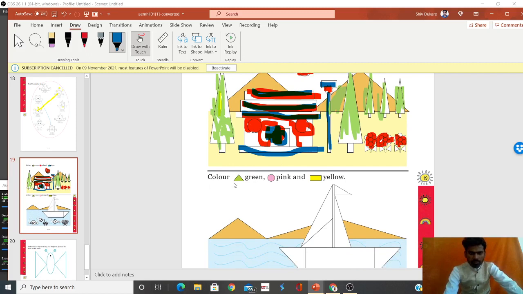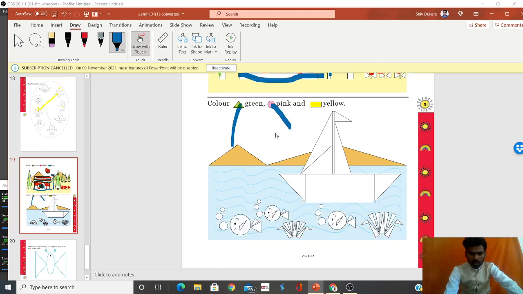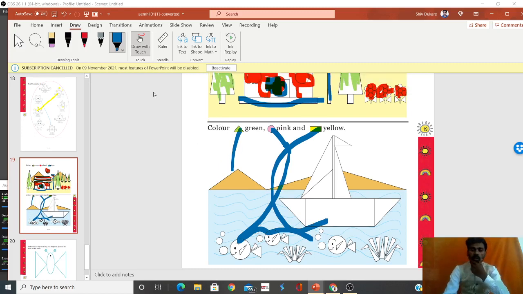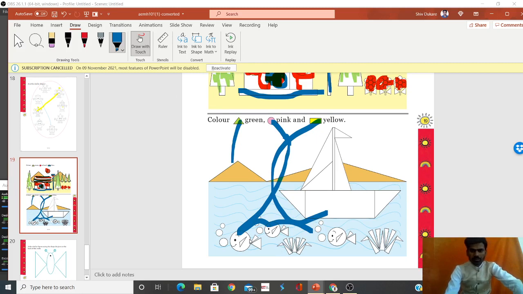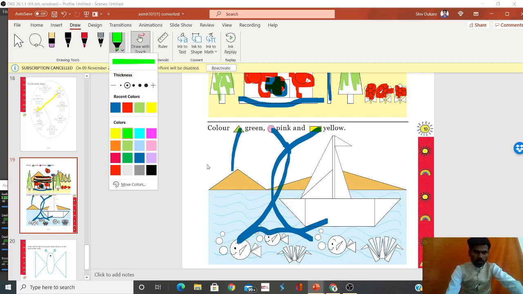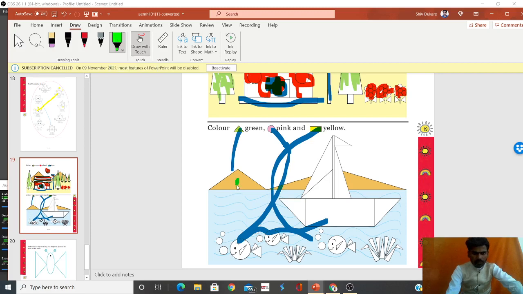Color green for this thing, for circle. Where is the circle? Here circle. Here circle. Here also circle. Yellow for rectangles. Here is a rectangle. Green. Now I will fill green color to all triangles. Here also.